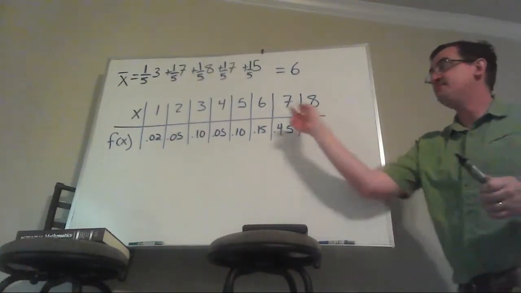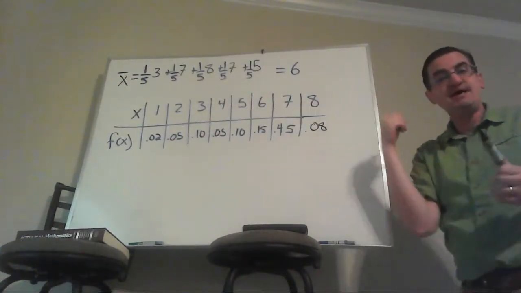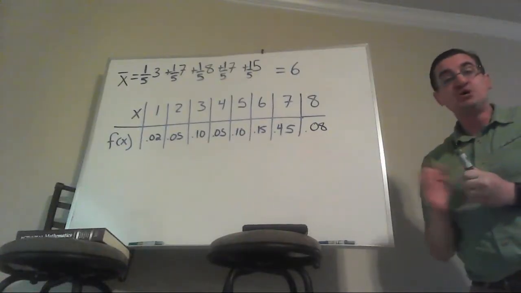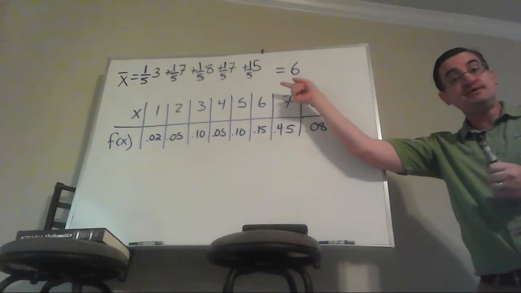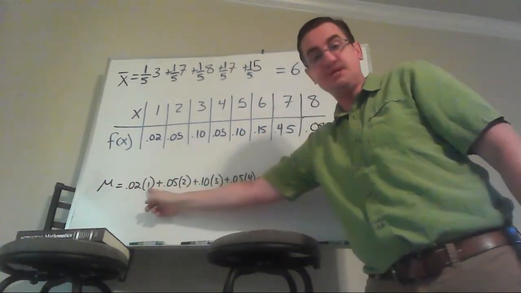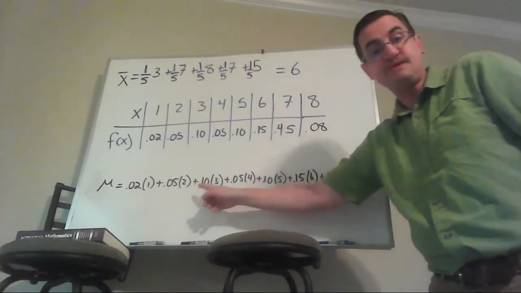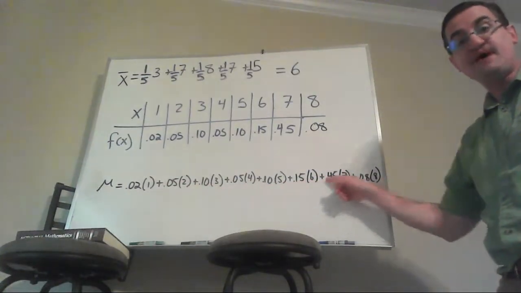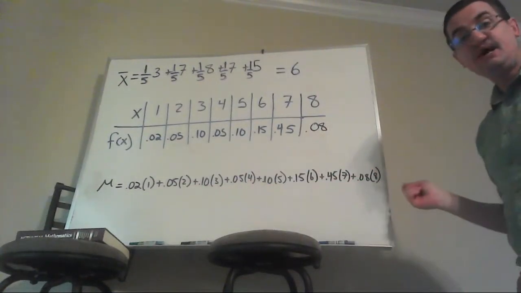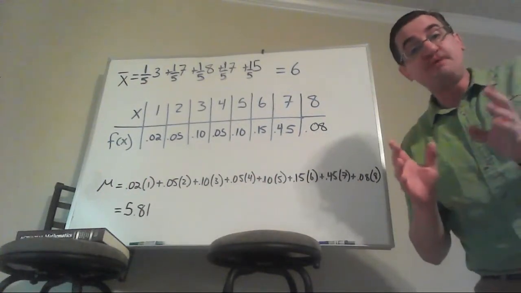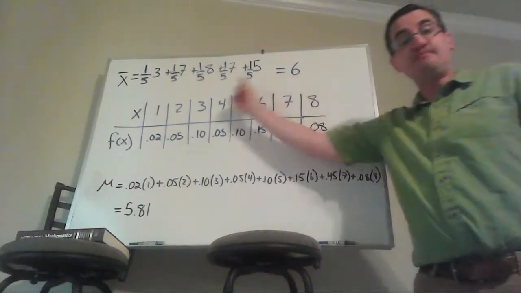Let's pretend you can't be less than 1 or more than 8, and you can't be any numbers in between. How would we find an average? We're going to use the same idea we did here. I'm going to take each of the numbers times its weight, 0.02 times 1, 0.05 times 2, for all the values in my entire set. And what do I get? 5.81. That's not X bar because that's not an average from a bunch of data.